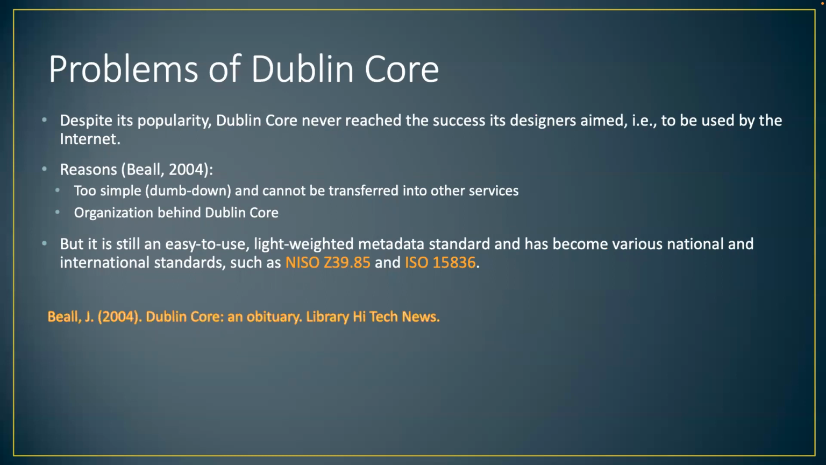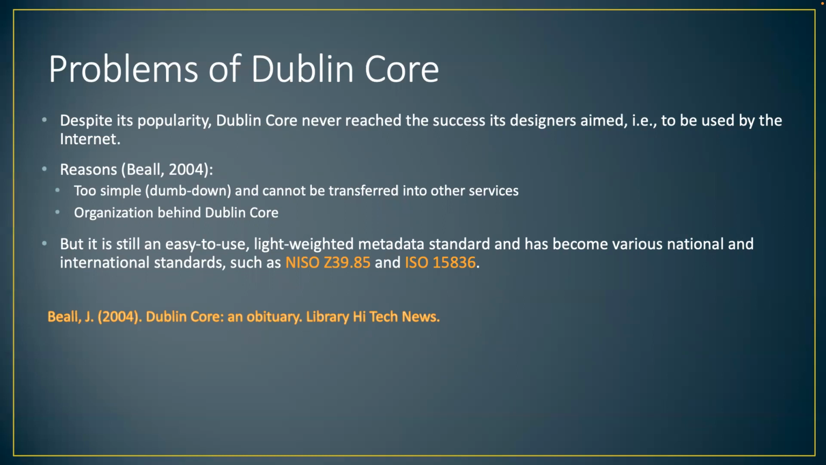That said, Dublin Core actually has not been regarded as a very successful metadata standard as well, because it has never reached the goal that its designers envisioned. That is, to be used by the internet. Like what we discussed in the very beginning, the original design purpose of Dublin Core is to facilitate the retrieval of documents on the internet, which was still very new when Dublin Core was designed.